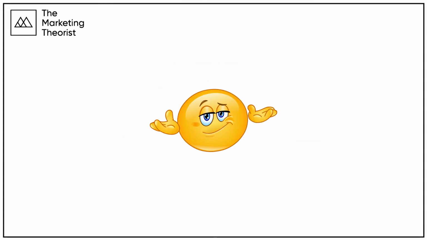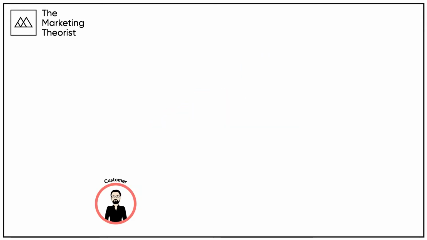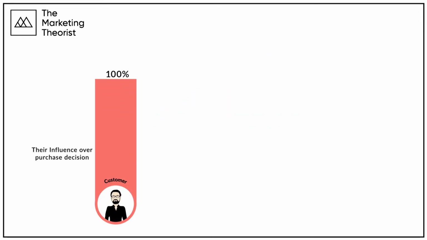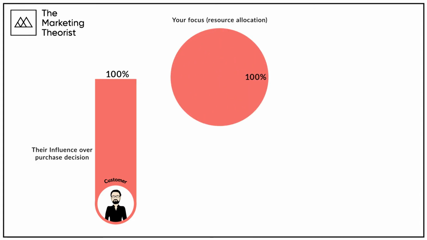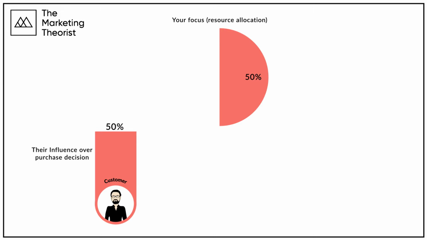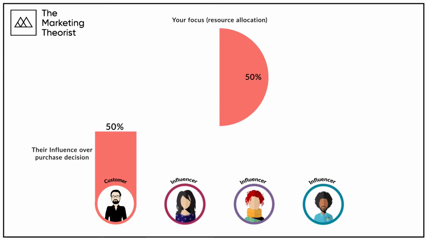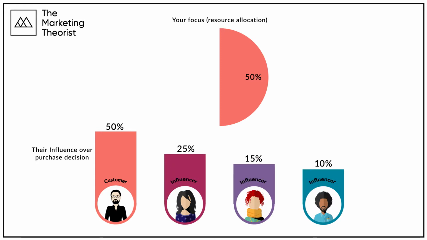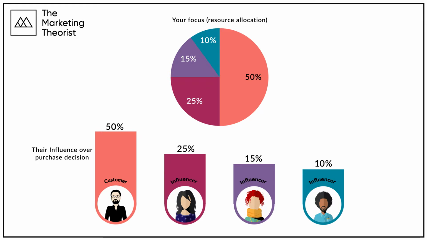So the obvious question is, so what? Well, let's use a simple example. If you believe that your customer has 100% autonomy and is completely sovereign in their decision making, then you would logically allocate 100% of your focus onto them. But if you discovered that they were only responsible for, say, 50% of the final decision, you would reduce this focus accordingly. You would look to discover who else was influencing the decision, determine how much influence they were having, and then distribute your focus somewhat proportionately.